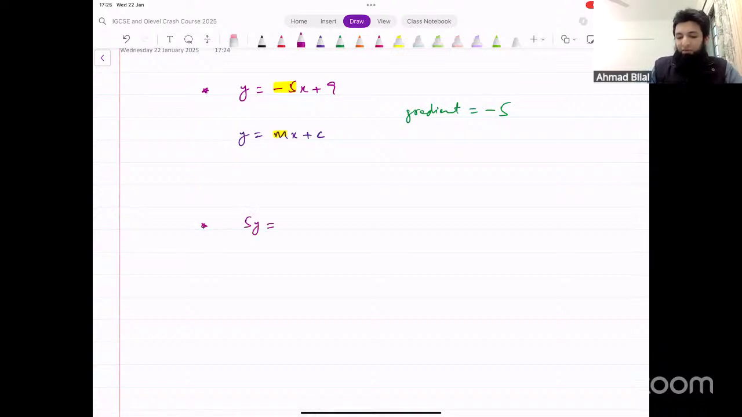5y equals 10x minus 7. What if we have an equation like this now? What's the gradient of this line?